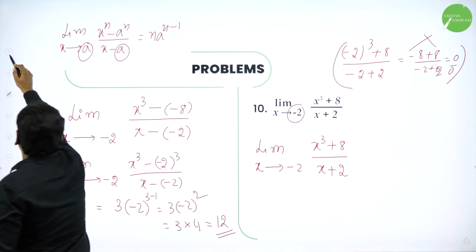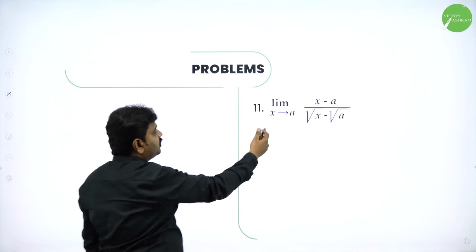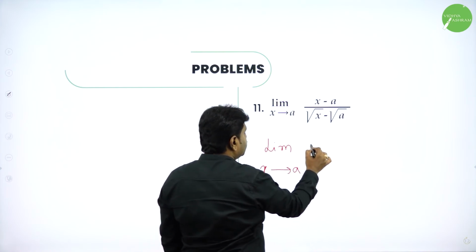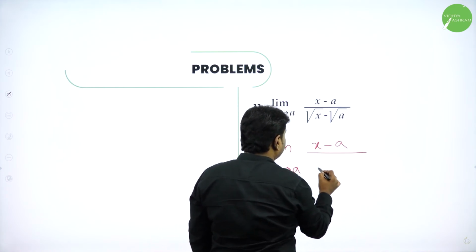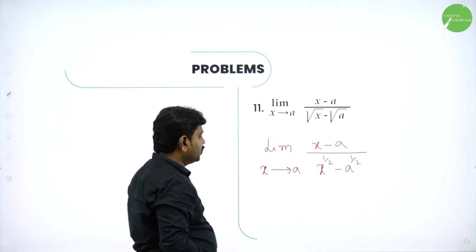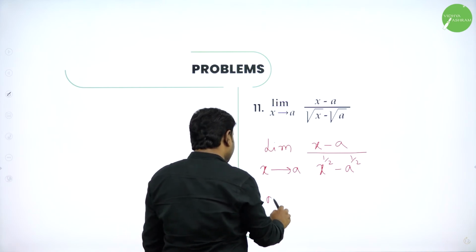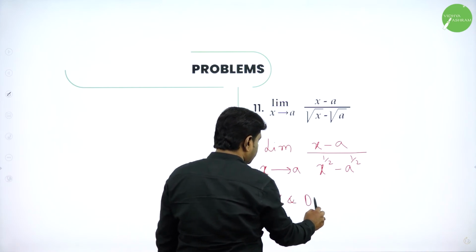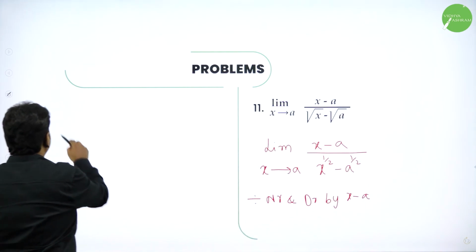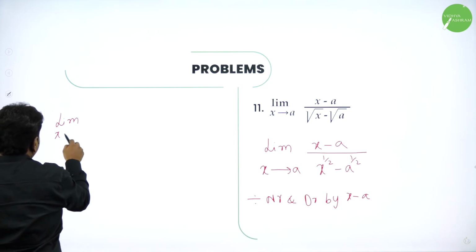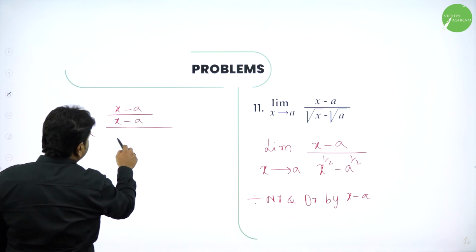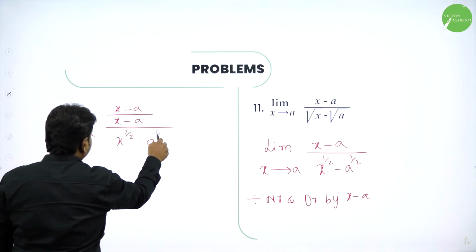Now, similarly, we have a problem wherein we can reduce it. So can I write this as limit x tends to a, x minus a divided by root x minus root a? Can I write root x as x power half minus a power half? Now divide numerator and denominator by what? X minus a. If you do that, you will get limit x tends to a, numerator becomes x minus a by x minus a, denominator becomes x power half minus a power half by x minus a.